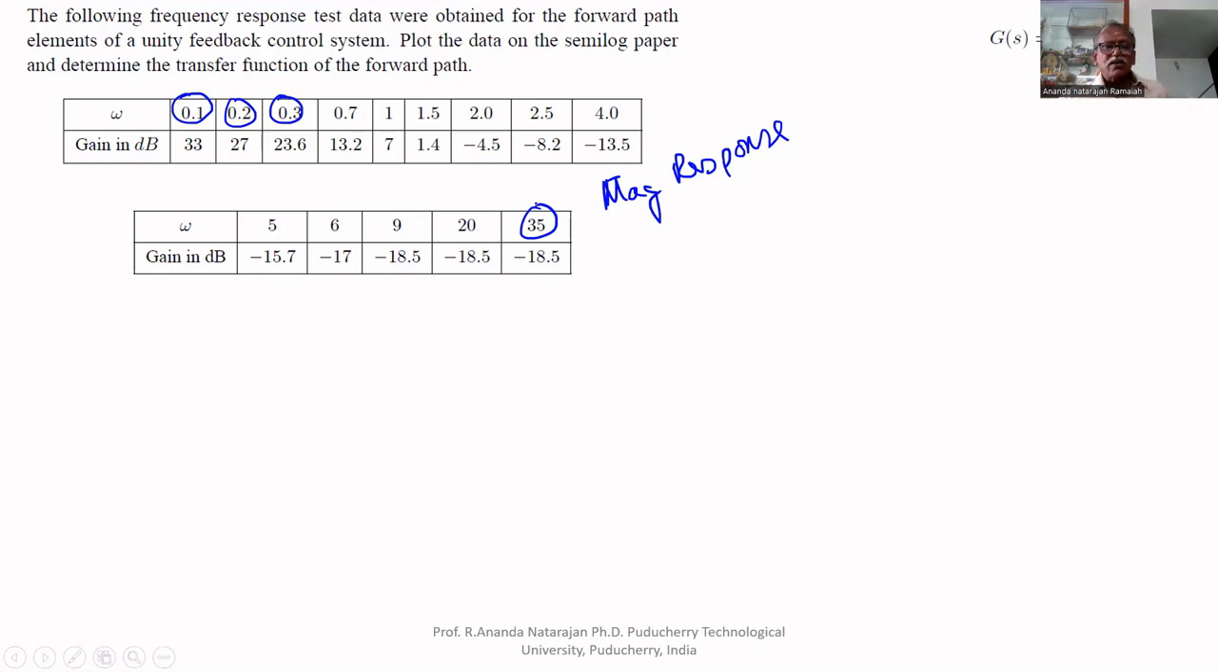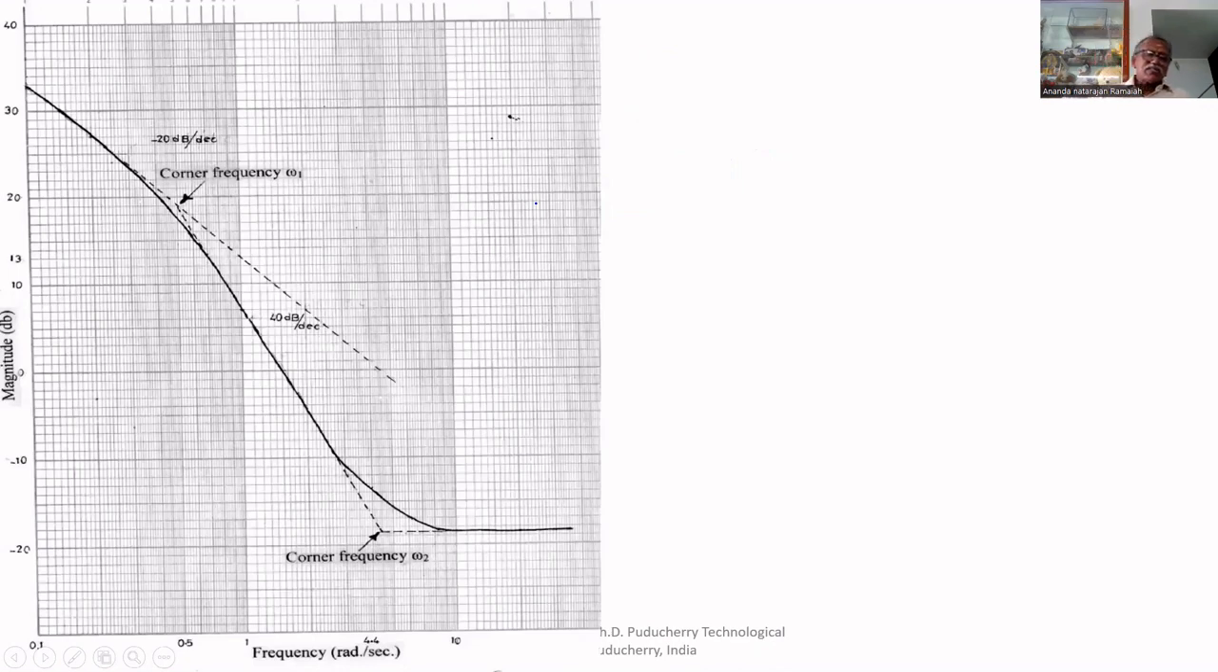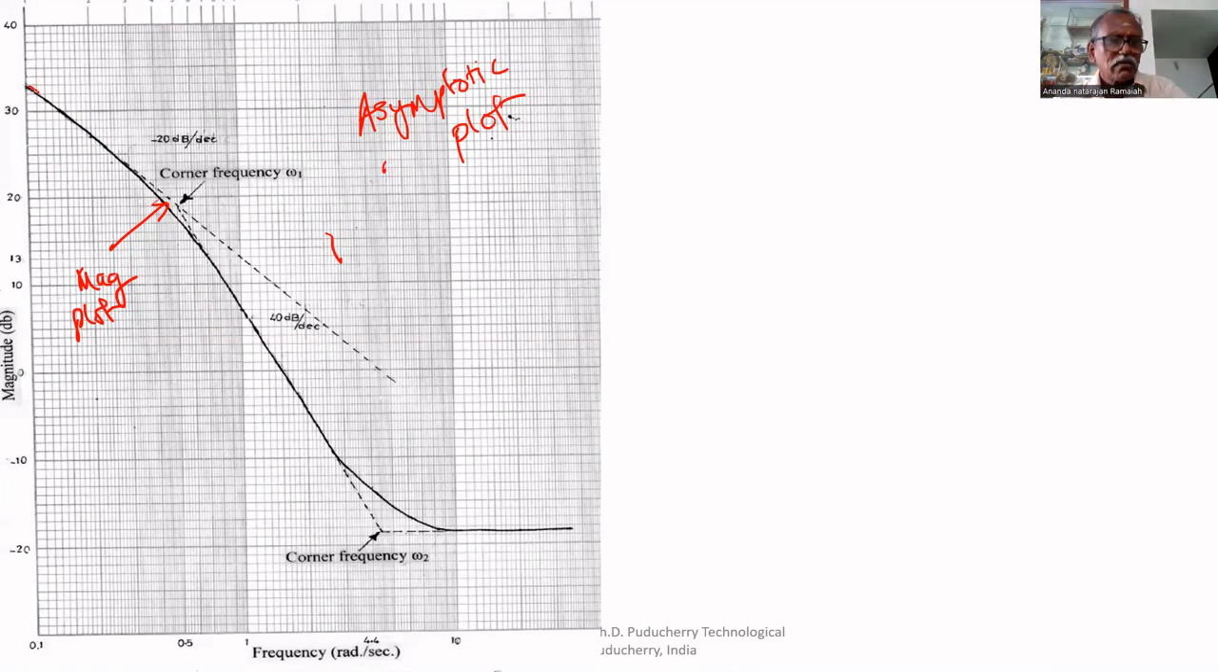So if you draw this on a semi-log sheet, it will look like this. The black is the magnitude plot. Now we need the asymptotic plot, the Bode plot. The asymptotic plot is required to find the transfer function. Therefore, we have to draw the asymptotes for this graph. If you draw an asymptote, this is the asymptote.